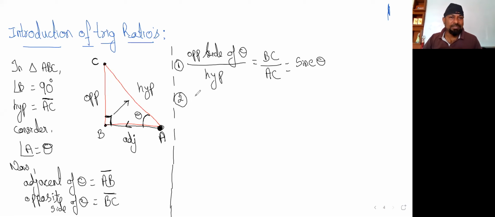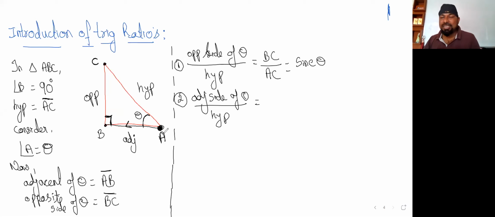Now, the second relation, right? Adjacent side of theta by hypotenuse. This is the second relation what we have. Earlier what we have taken, Nana? Earlier, what is the first relation we have taken? We have taken the relation like this. First relation is like this. Opposite by hypotenuse, we called it as sine, right? We called it as sine when we are talking from opposite to hypotenuse.